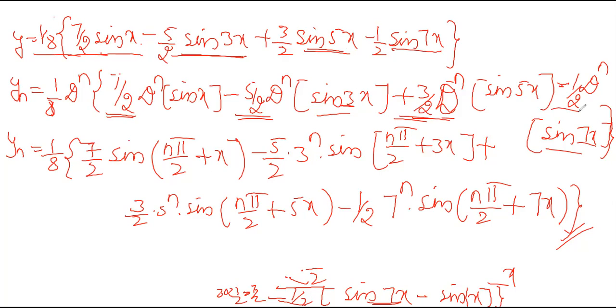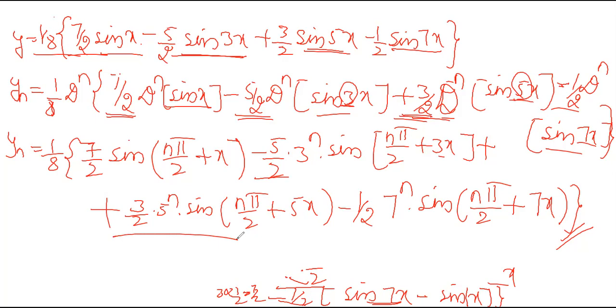After that, the function is sin of n pi by 2 plus theta, that formula. Sin 1x means 1 to the power of n is 1, then sin of n pi by 2 plus x, then here 3 is there, that's why 3 to the power of n into sin of n pi by 2 plus 3x. Then next step is 3 by 2 into 5 to the power of n into sin of n pi by 2 plus 5x.